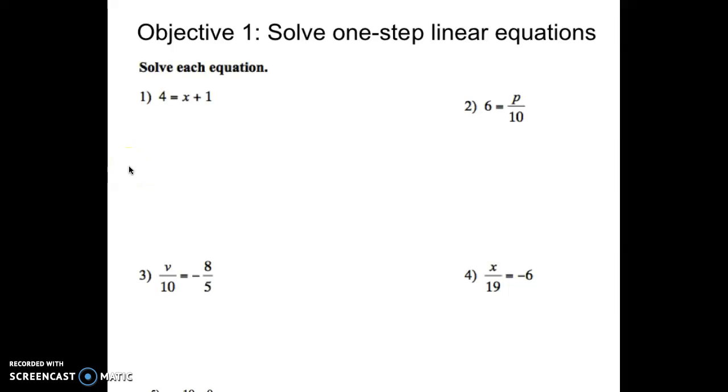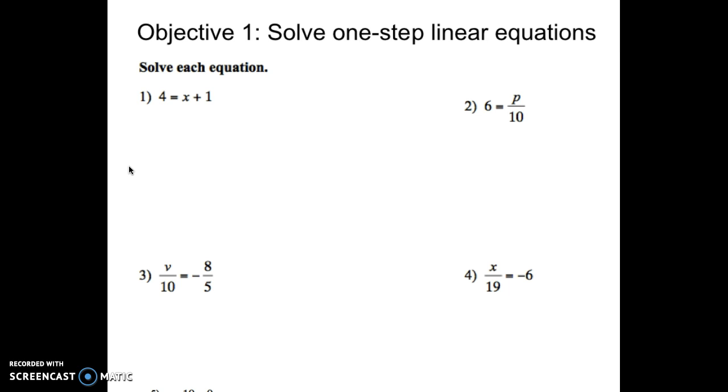All right, objective 1, solve one-step linear equations. In order to solve one-step linear equations, this is very basic, and you've learned this in Algebra 1, but I need to hit this just so we can move on to the harder objective of solving multi-step linear equations. Any equation is identified with an equal sign. Whenever you see an equal sign in math, that distinguishes that it is, in fact, an equation.